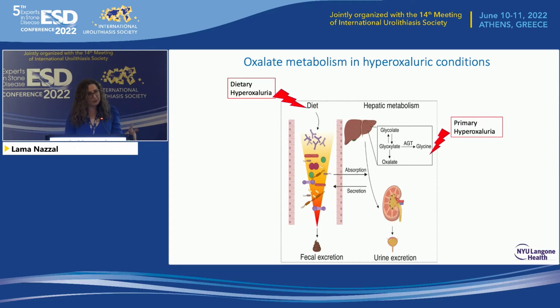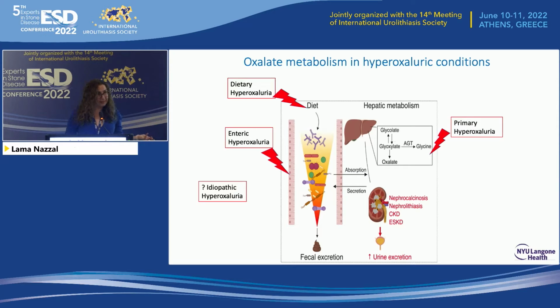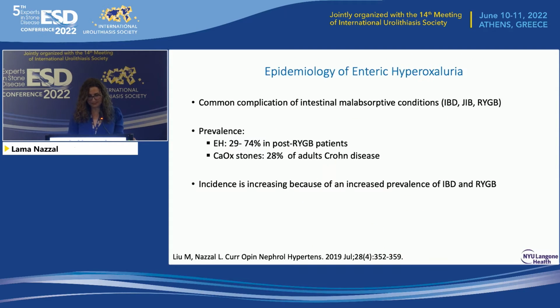We can have dietary hyperoxaluria if we're eating too much oxalate, or we can have enteric hyperoxaluria if we have GI pathology or gut malabsorption. But we also have idiopathic hyperoxaluria, which we don't really understand. It might be a combination of different aspects. And all of these result in higher urinary oxalate that can cause kidney stones, nephrocalcinosis, in some cases chronic kidney disease and end-stage kidney disease.